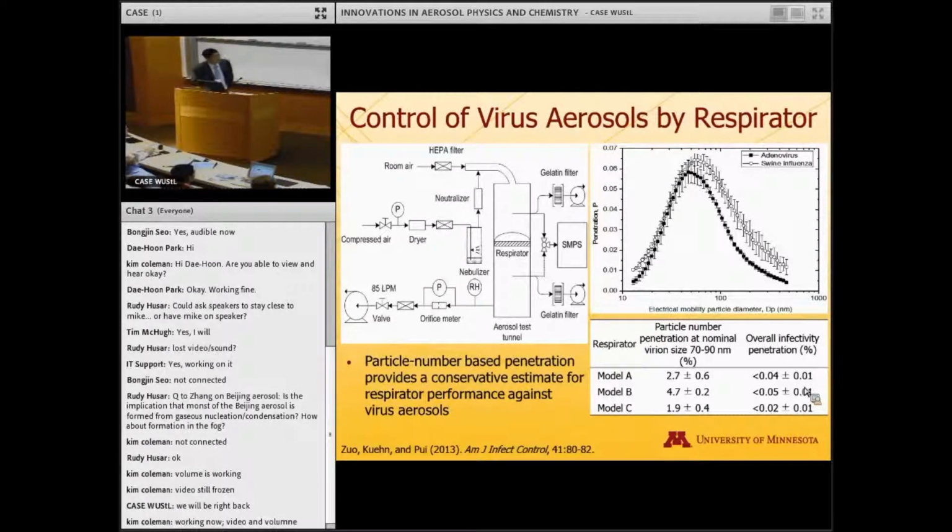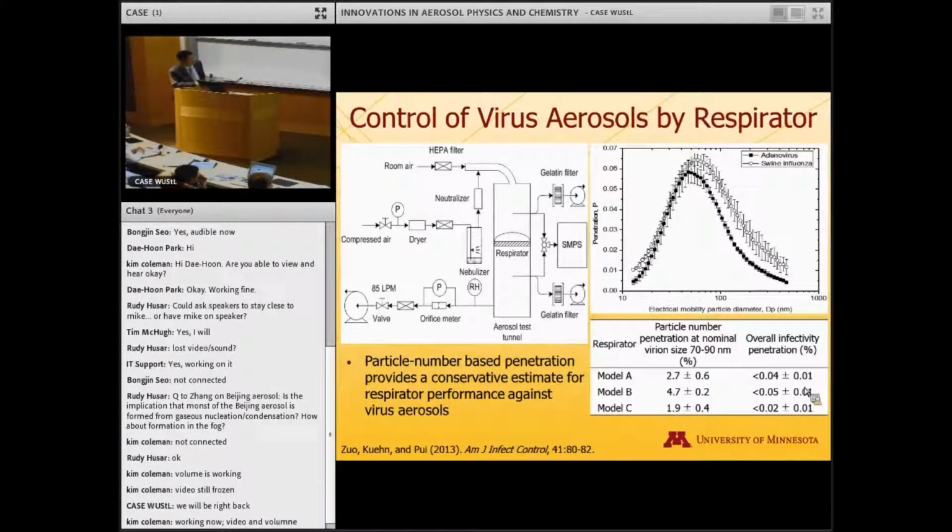So here are a couple of curves showing the penetration as a function of electromobility diameter through the respirator. Now it has a typical inverted V shape for filters with a peak around 50 nanometers. Now you can see here that for the human adenovirus and swine flu influenza, the penetration is very similar to the physical penetration with a peak at 50 nanometers.